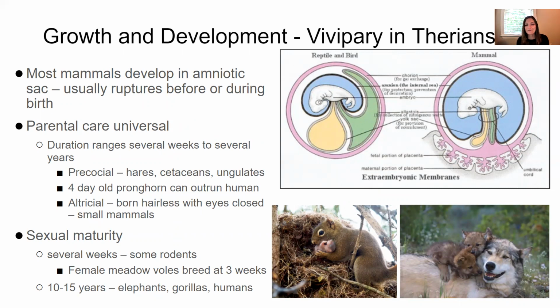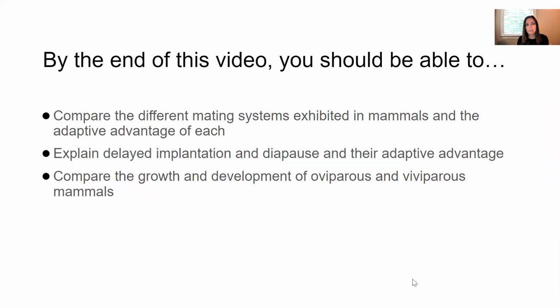Altricial mammals, like small mammals, like this little squirrel, they're born hairless with their eyes closed. They're totally helpless. Sexual maturity, there's again a range in when that happens. For some rodents, it's at several weeks of age. They're sexually mature and can start breeding. Female meadow voles breed at 3 weeks. For other species, the other end of the spectrum, elephants, gorillas, humans, they're not sexually mature until 10 to 15 years of age.